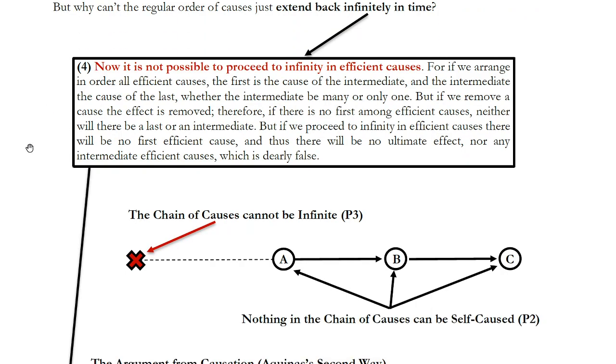Alright, but there's another possibility. You might say, okay, I grant that no material thing can be the cause of itself. That's fine. But instead of saying that there's a first efficient cause, some sort of first cause which Aquinas would identify as God, why don't we just say that these chains of causation existed forever? That they were eternal? Why can't it just proceed to infinity?